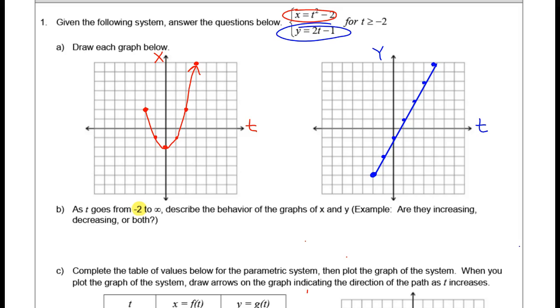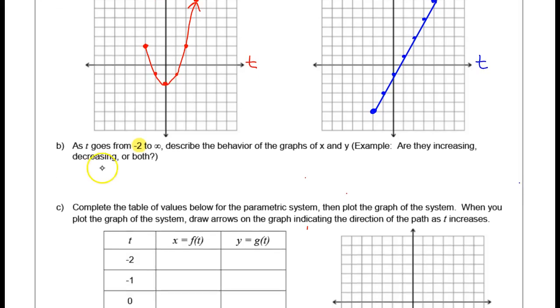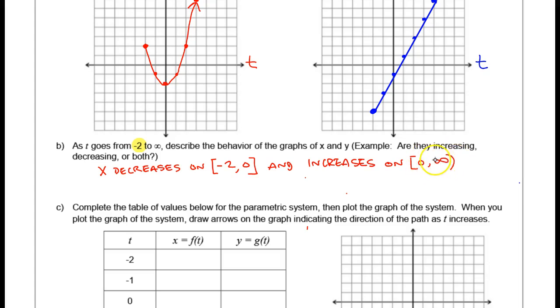Well, let's take a look at x first. X decreases on the interval from negative 2 to 0 and increases on the interval from 0 to infinity. And the values there, those are t values. For t going from negative 2 to 0, x is decreasing, and then for t going from 0 to infinity, x is increasing.